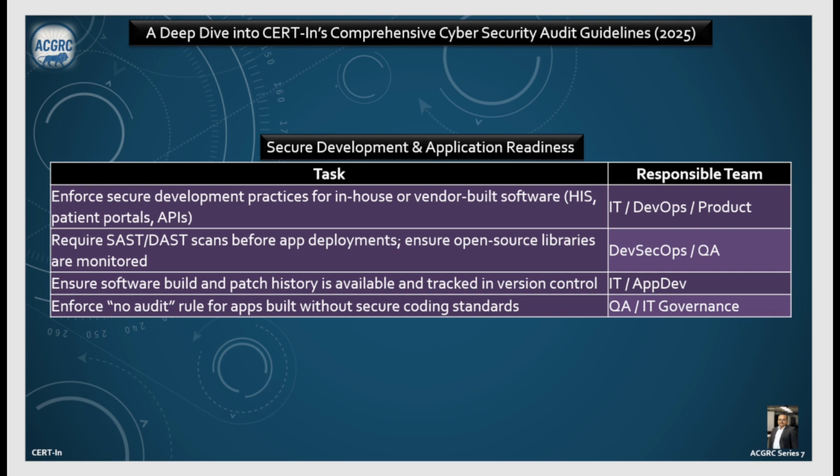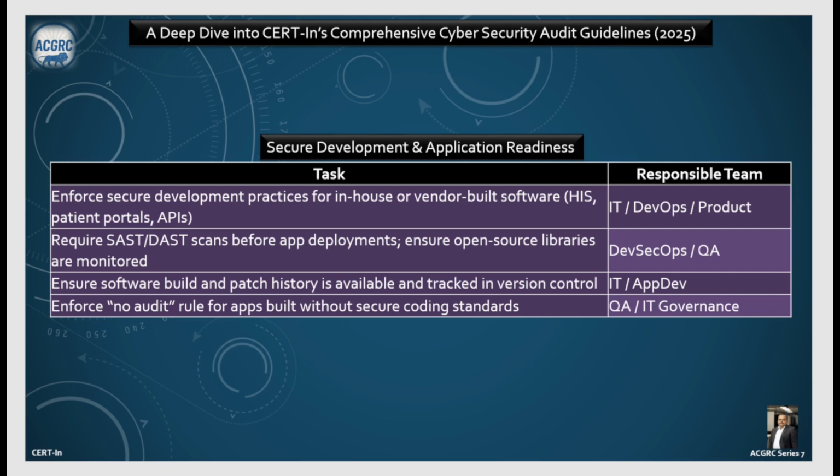Step 2, you need to require SAST and the DAST scan before application development, ensuring open source libraries are monitored. Should be primarily driven by your DevSecOps or your quality team. Step 3 is to ensure software build and patch history are available and can be tracked in version control, primarily driven by your IT heads, leads and your app dev teams.